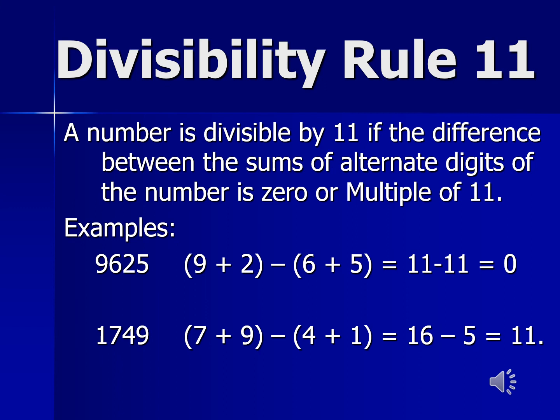1749. Here what are the alternate digits? First we will take 1 and 4, and then 7 and 9. You know 7 and 9 will give a bigger sum, so we will take it first. 7 plus 9 we get 16, and we subtract 4 plus 1 out of it. We get the difference 11. Now 11 is a multiple of 11. So we can say 1749 is divisible by 11.